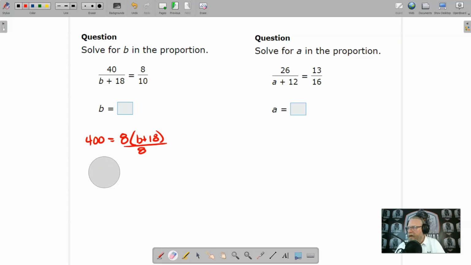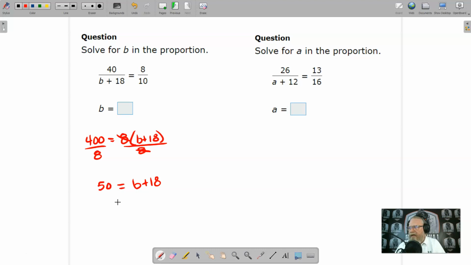Let me erase this here. I know I'm getting it. Sometimes I just make assumptions everybody understands. So I divide it by 8, and I get rid of the 8s there. And that's going to leave me with the B plus 18. And 400 divided by 8 is 50.